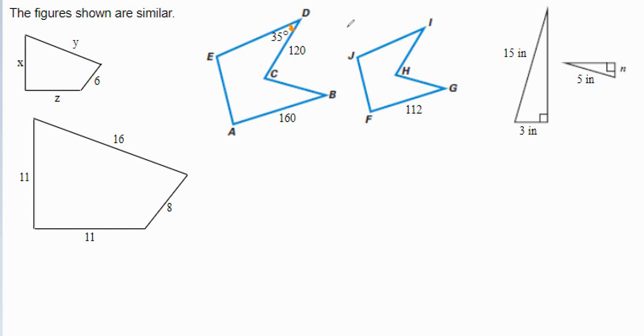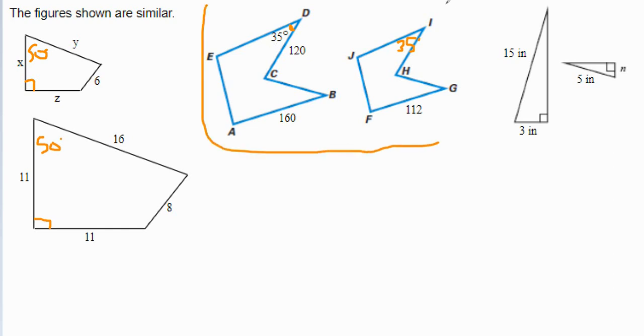So this angle right here is 35 degrees, angle D. So if this shape matches up with the shape there to the right, that means angle I is also going to be 35 degrees. Angle measurements are always the same. So if this is 90 degrees, the little square symbol, that means the corresponding angle will also be 90 degrees. If this was 50 degrees, that would make this 50 degrees.